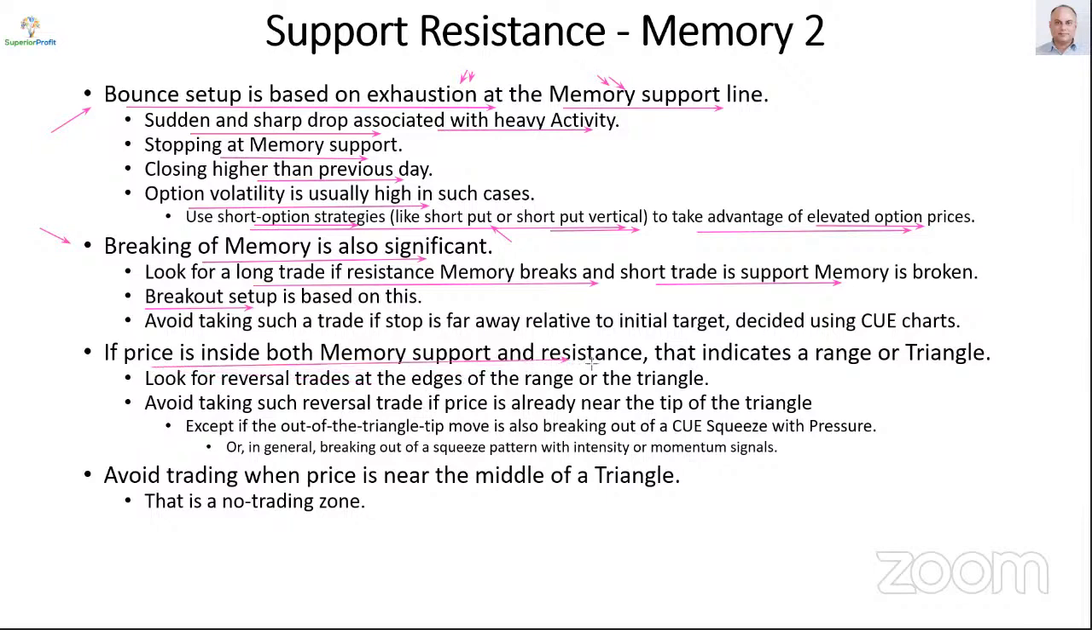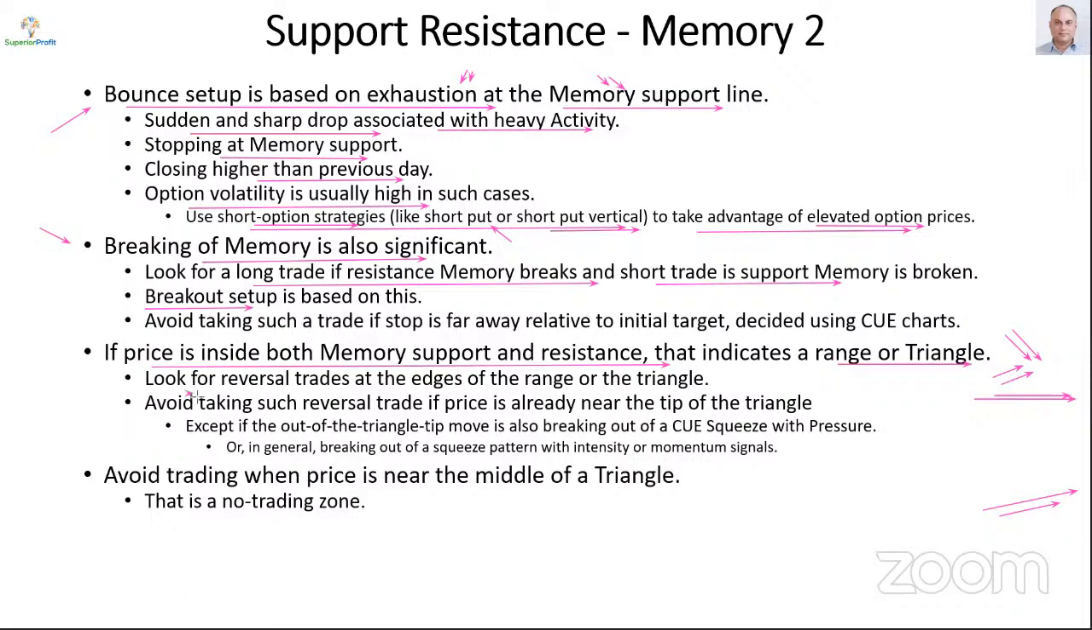Sometimes price is inside both memory support and resistance. That indicates a range or triangle. Sometimes the triangle may be sharp. Sometimes it may be a very gradually tapering triangle, but we just use a single term, triangle, so long as we have a resistance trend line which is in red or magenta, and a support trend line green or cyan. Whether it is a sharp angle triangle or not so sharp angle triangle, we just use the same term, triangle.